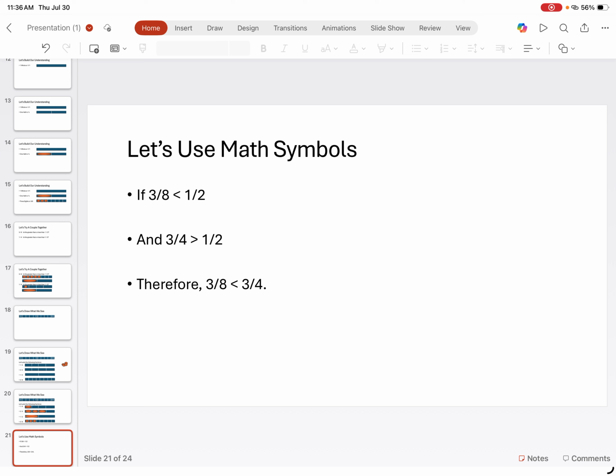Can you prove it? Think about everything we've seen. We've used fraction bars, we've used a number line, and now we're using symbols. All 3 of these representations tell us the same mathematical story. Does anyone have any questions?